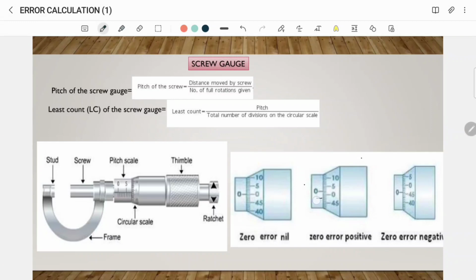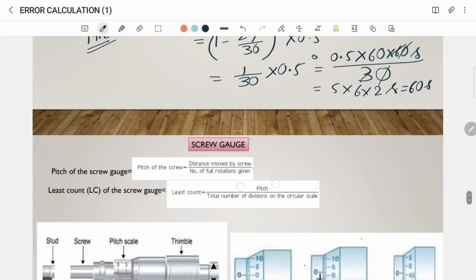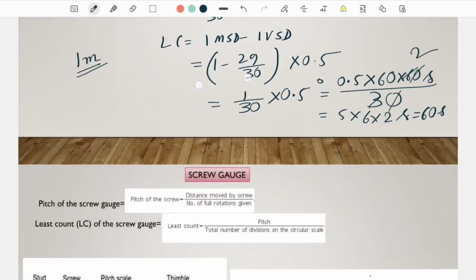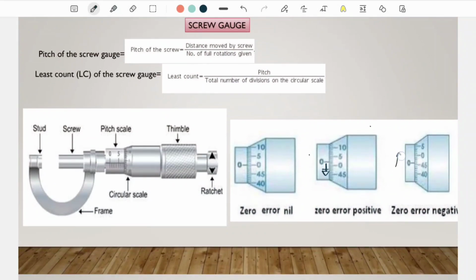So if the 0 is before the 0 of the main scale, then our error will be positive, in a similar manner as happened in the vernier scale. And if our 0 falls after the 0 of the main scale, or above the 0 of the main scale, then our 0 error is negative, because our measured length will be less than the actual length of the object. Therefore, we have to add the error to our measurement. So we have to make the error negative so that we can add that value finally with our measured value.